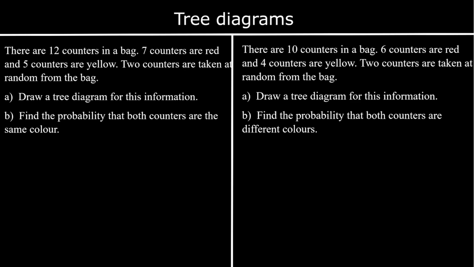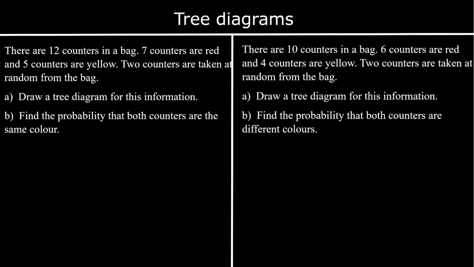In this video, we are looking at probability tree diagrams. The first question here says there are 12 counters in a bag, 7 red, 5 yellow. 2 counters are taken at random from the bag. Draw a tree diagram for this information.